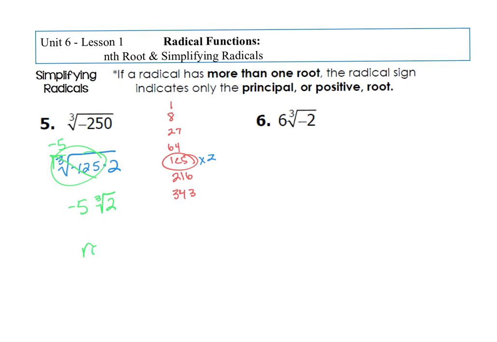Okay, radicands always positive in your answer. Pull the negatives out. That's a big rule.